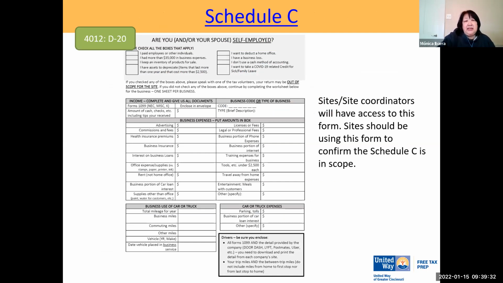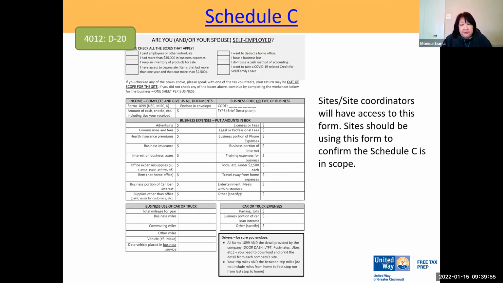Okay, Schedule C. We're still talking about income here. Schedule C is if you are self-employed. So if you are self-employed, then you do not get a W-2 from your employer. You're reporting your own income.